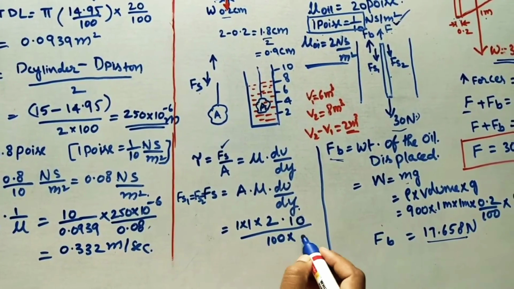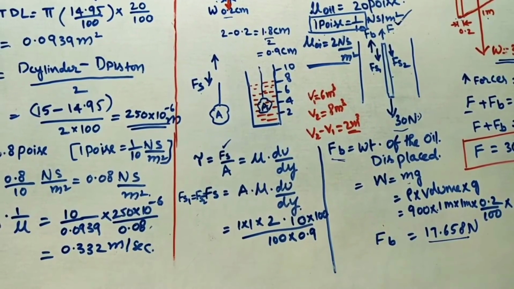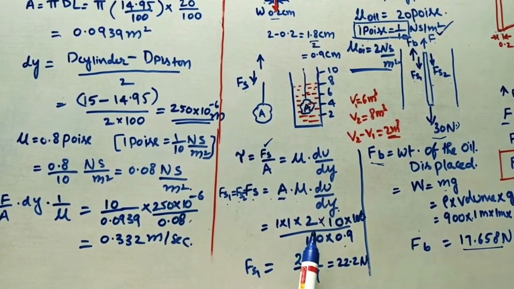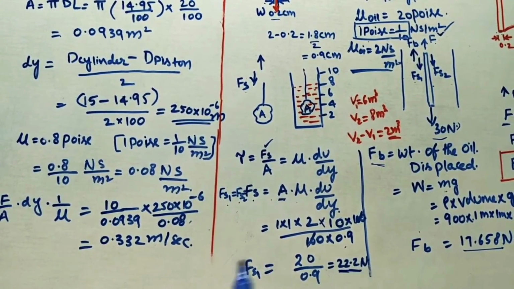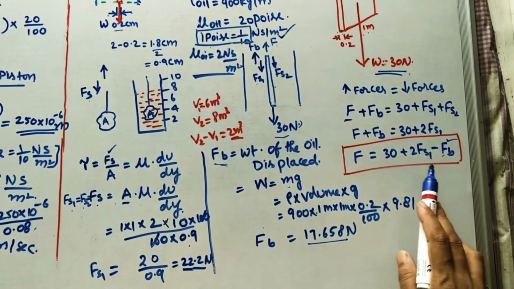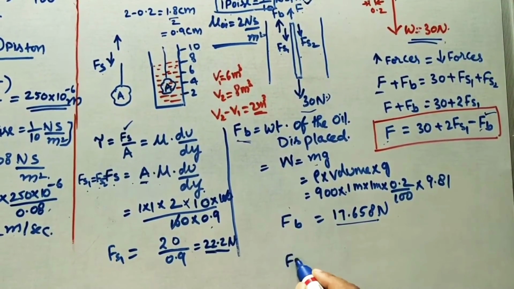So here we will get, 0.9 centimeters means I am taking 100 here in meters. So this 100 will be cancelled. 2 into 10 means 20 by 0.9. I will get Fs1 is equal to 22.2 newtons. Now substitute Fs1 and Fb values in this equation. We will get F, the lifting force for the plate in the upward direction.